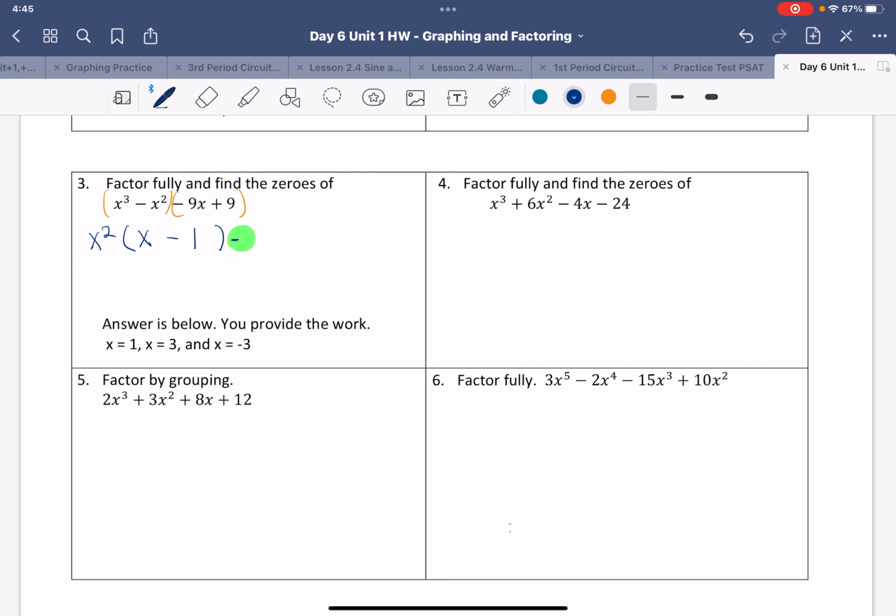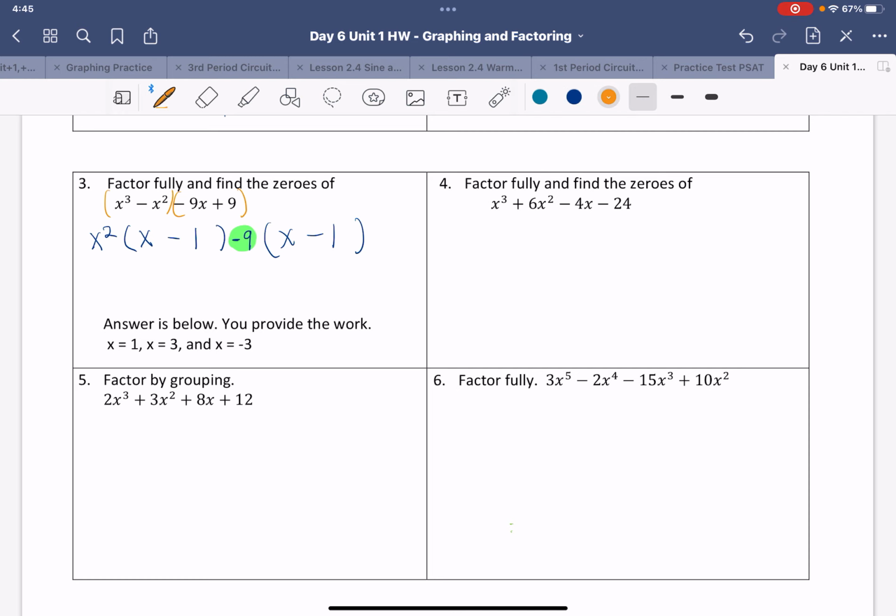And then 9x and 9 have a 9 in common, so you can take out a negative 9. Negative 9 times what gives you negative 9x? X. Negative 9 times what gives you positive 9? Minus 1. If you did it correctly, these will be the same.